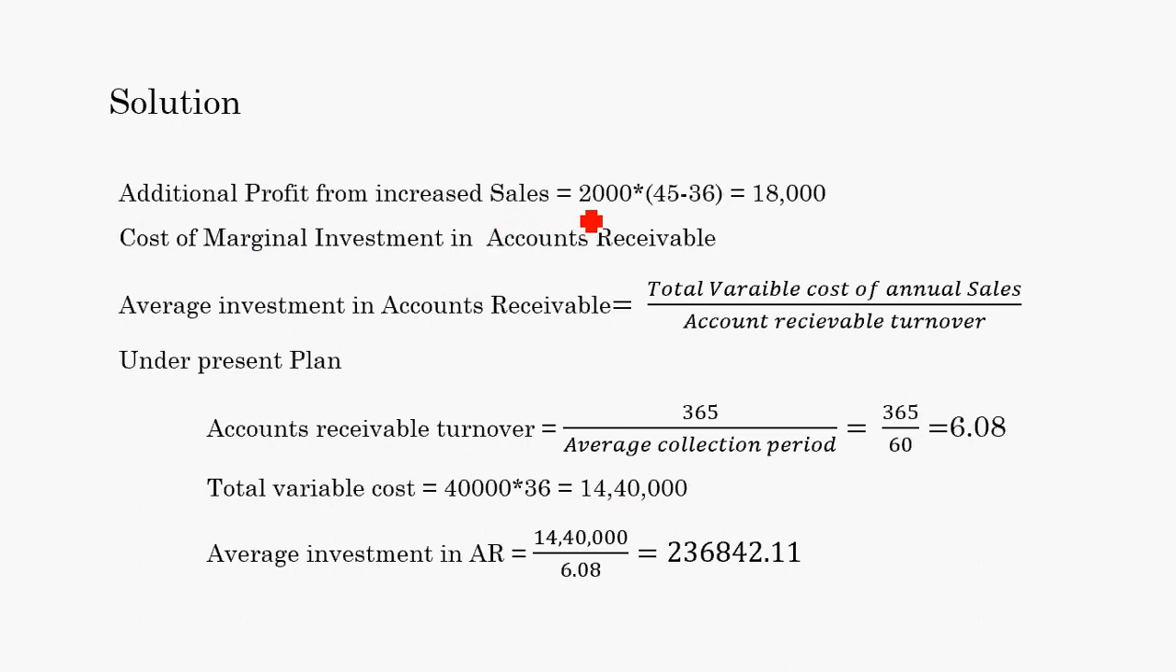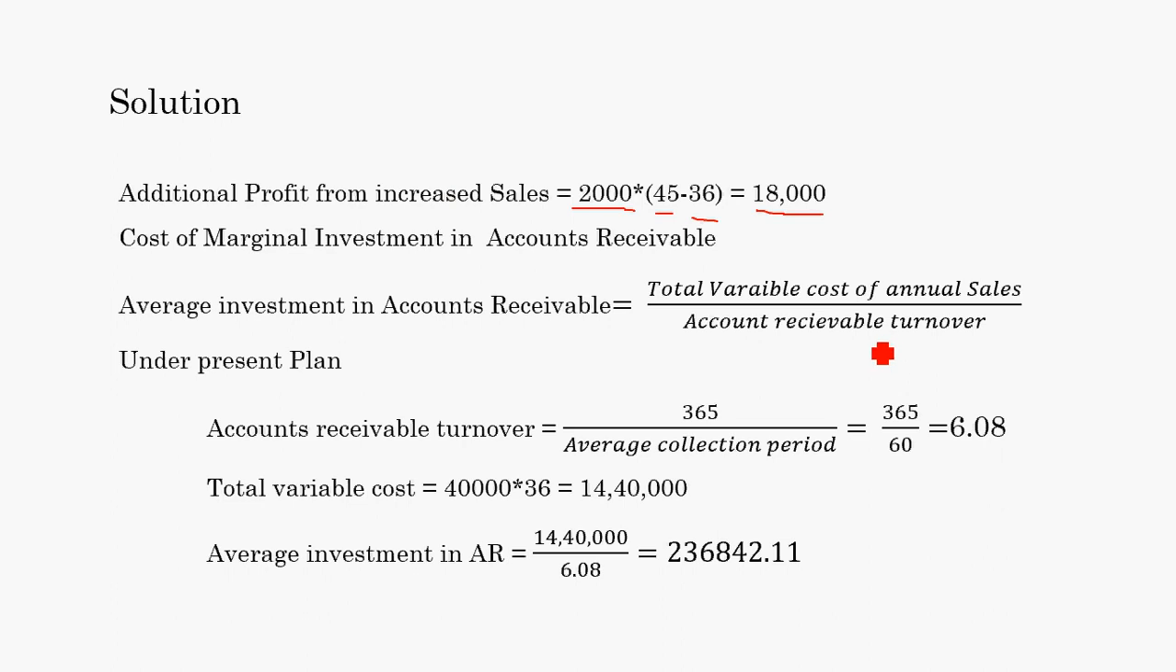The sales is going to increase from 40,000 to 42,000, so 2,000 is your increase, and the selling price is 45. The variable cost is 36, so the contribution is 45 minus 36. So the increase in your profit is $18,000. Because of the proposed plan, the profit would increase by $18,000.